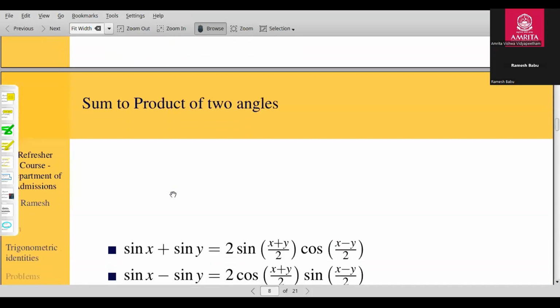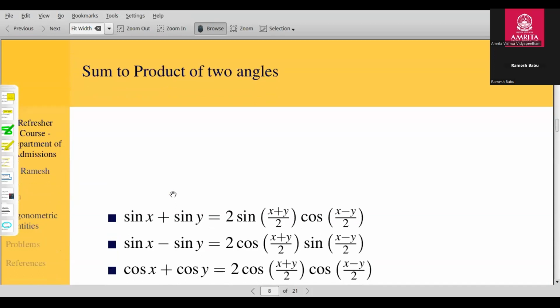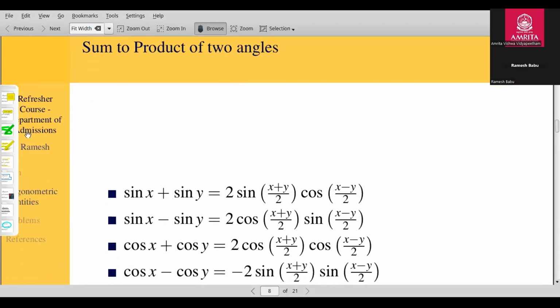So this one is a sum to product of two angles. There are two angles here, x and y. I want to sum up these two angles, sine of x plus sine of y. That can be written as 2 times sine of x plus y by 2 cos of x minus y by 2, right? Okay.